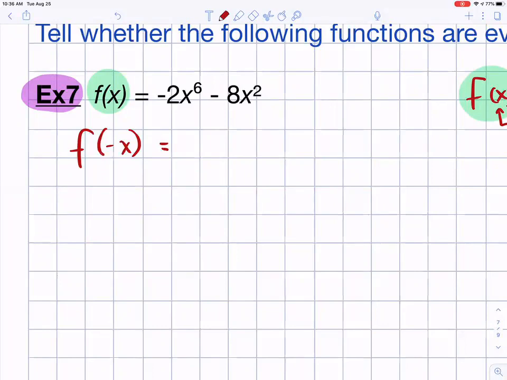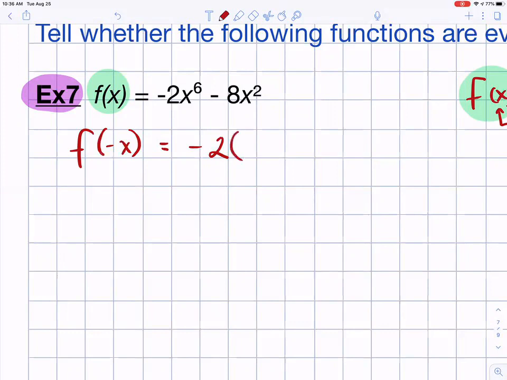Last one. If I asked you to plug in f of negative x, you're going to put in a negative x for all the x's. So every time I see an x, I'm going to replace it with a negative x. By the way, parentheses matter here. Okay, so here we go. I have a negative 2. No work, I just copied it down. But then it says x.